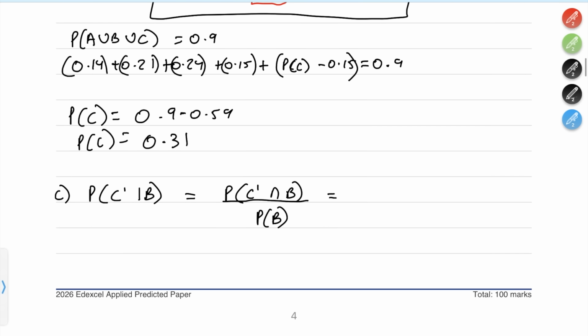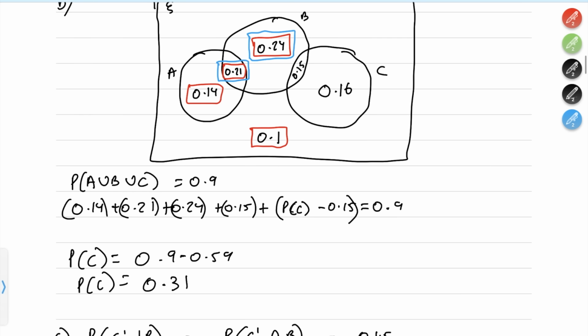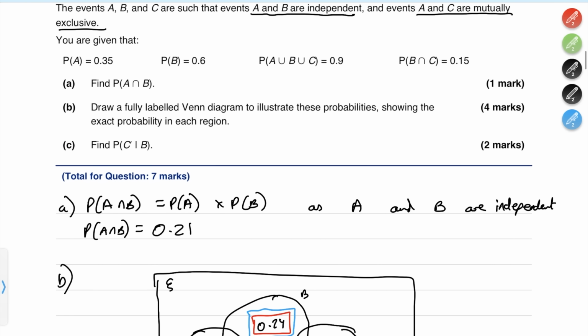So the probability of the complement of C intersection B is 0.45, and the probability of B is just all three of those values. So 0.24 plus 0.21 plus 0.15, and we know that is 0.6.